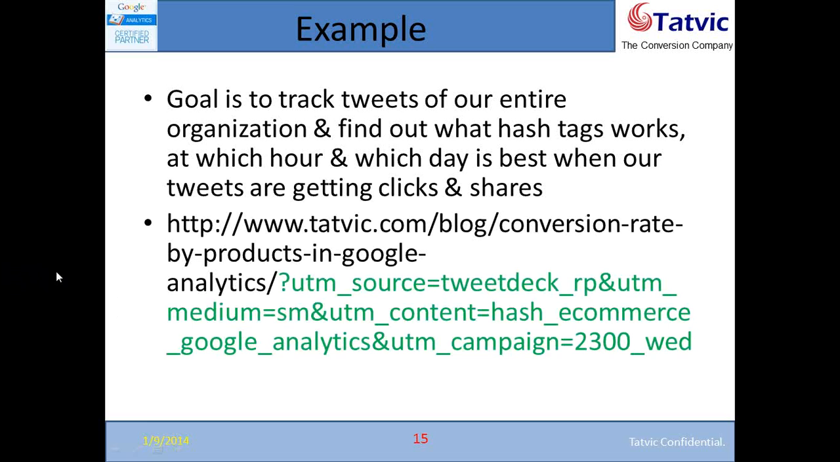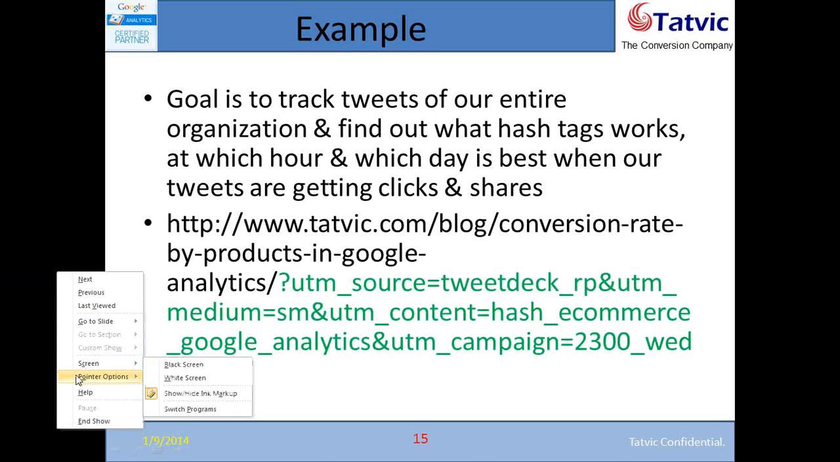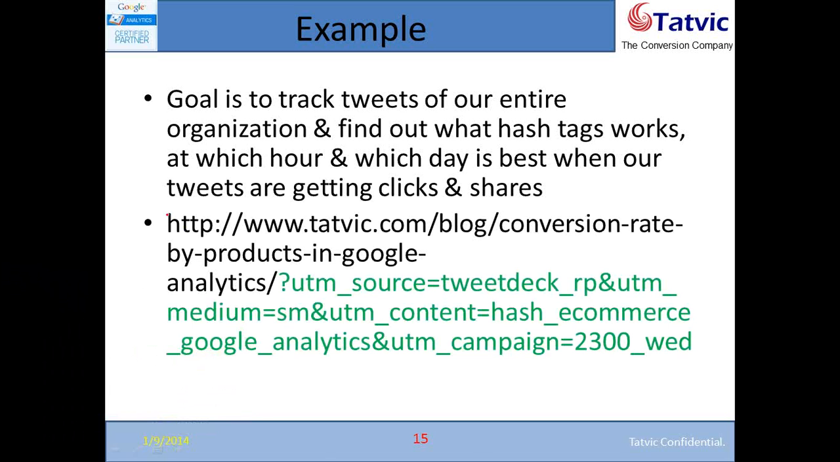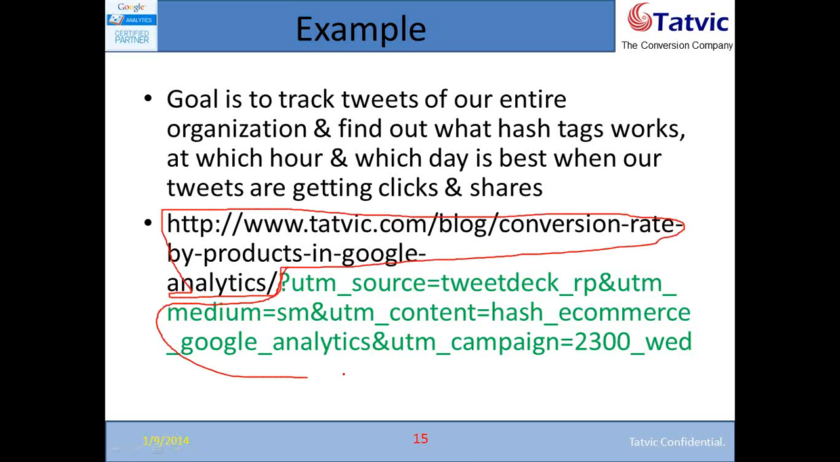If you look at the presentation screen, this is a part of the URL, and this is the part of the parameters. The green part is the parameter part. If you look at UTM source, it's tweetdeck.rp. This indicates the name of a person, from the tool that is used to send out a tweet. And then there is SM, which is social media.